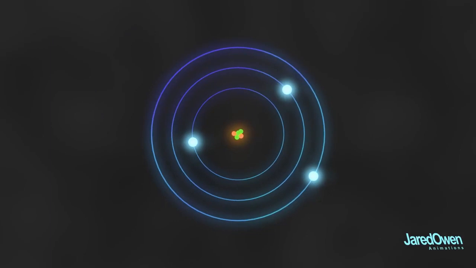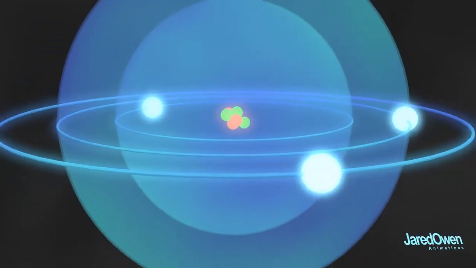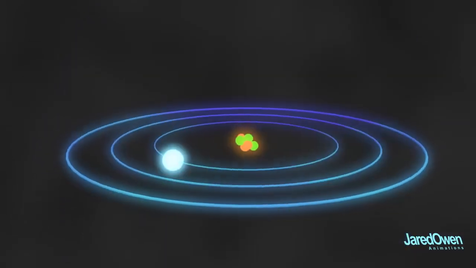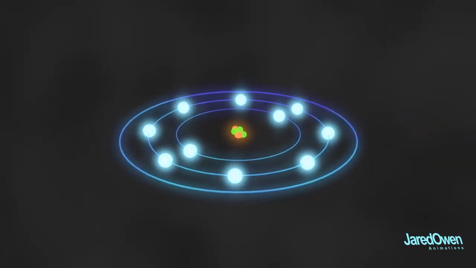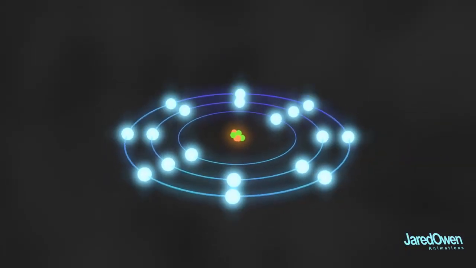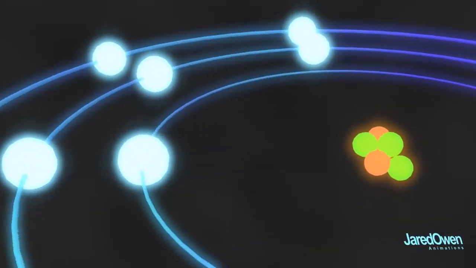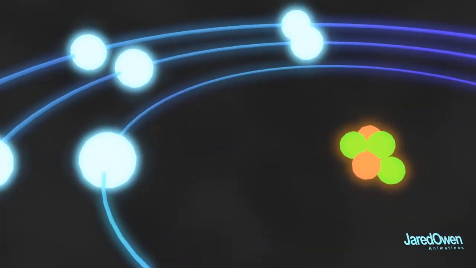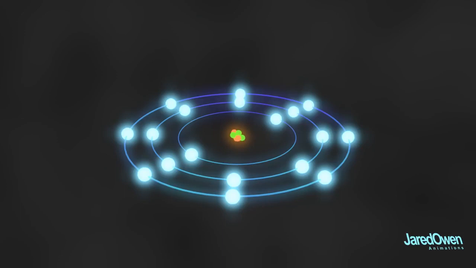We call these shells. Shells can only fit a certain amount of electrons. The more electrons, the more shells. It didn't take long before we realized that these shells don't determine how close the electron is to the nucleus. As it turns out, electrons are a lot more unpredictable. So if electrons don't orbit the nucleus, what do they do?